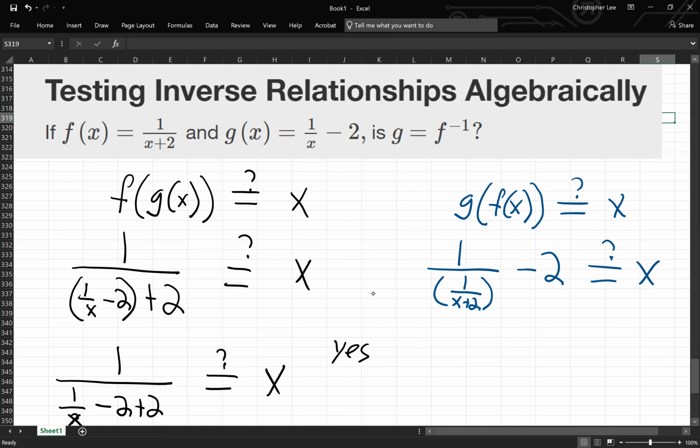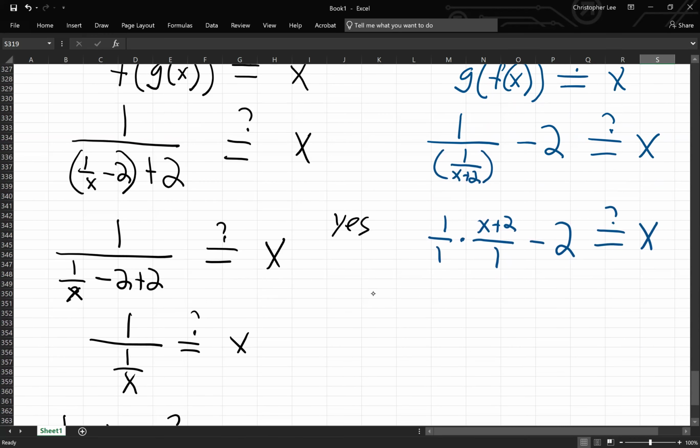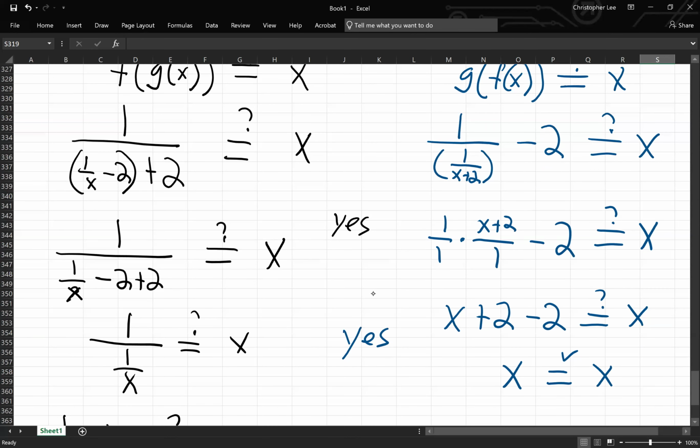Keep change flip. So you already know this is 1 over 1 times x plus 2 over 1 minus 2. Does that equal x? I don't know. Right? Multiply this out. This becomes what? x plus 2 minus 2. Does that equal x? And in fact, x equals x. So it works. Right? So yes, it's an inverse. All right. That's it.